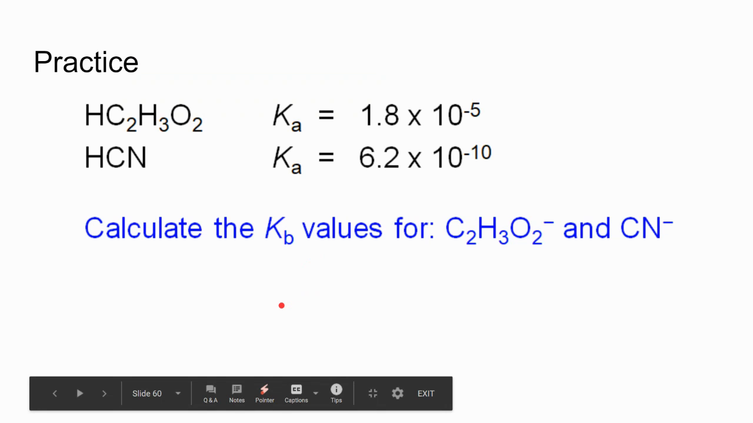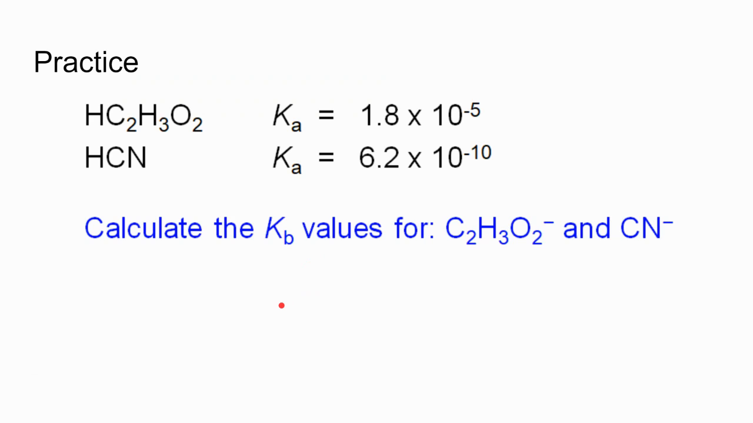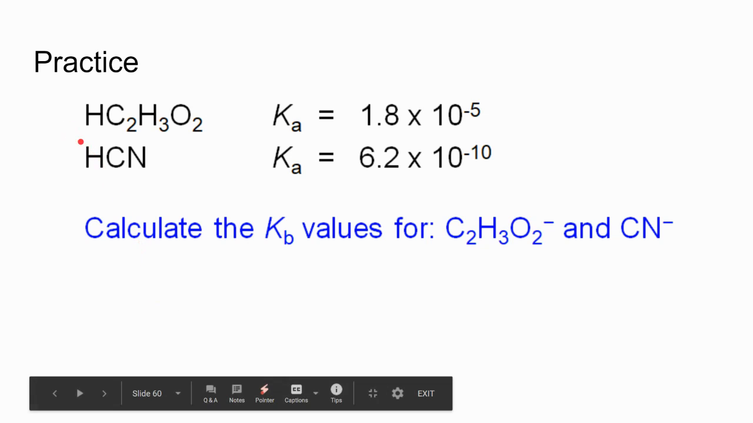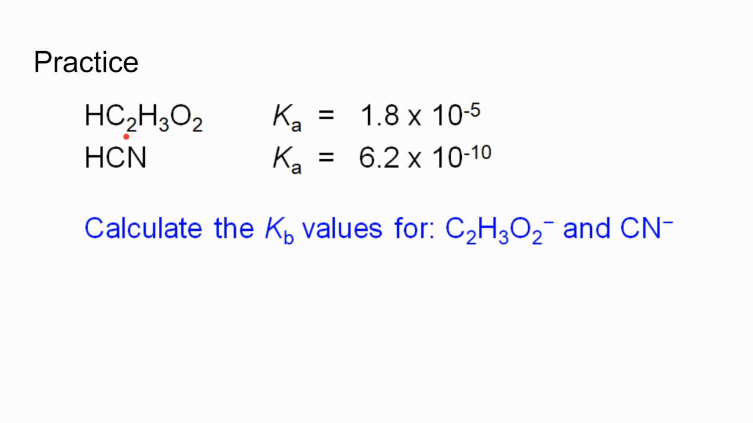Here's some practice for some of the things that they'll ask us, possibly. One is to calculate the Kb values for these ions. So you've got to think of it this way. Acetic acid is breaking up into water, and it is giving us a conjugate base from a weak acid. So they're asking for the Kb value for that conjugate base. In this case, it's the acetate ion. So let's do that one first.